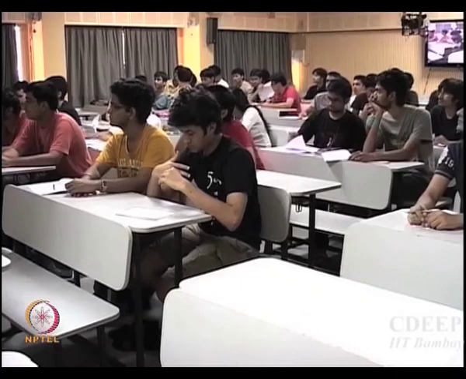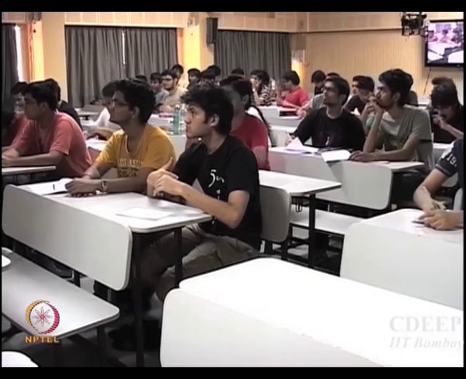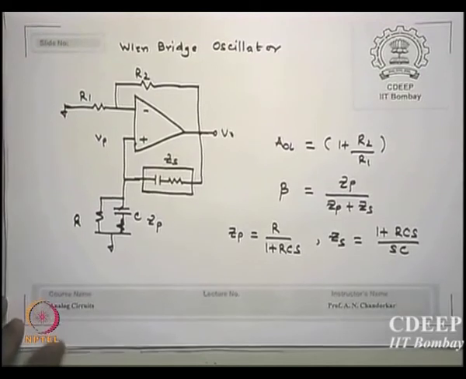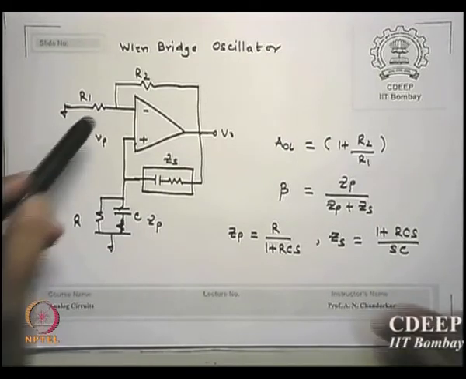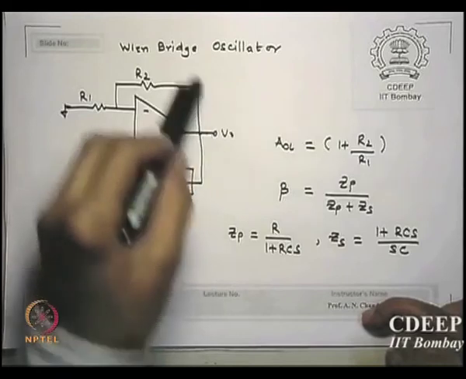There are other oscillators of interest, we will quickly go through some of them. A very famous oscillator credited to Mr. Wien is the Wien bridge oscillator. It consists of an op-amp, and this part is called the R1 R2 part. Which feedback is this?